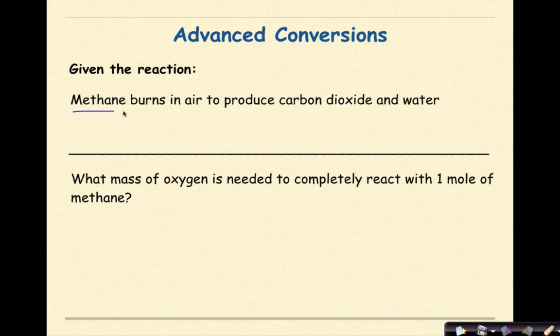Given the reaction, methane burns in air to produce carbon dioxide and water. Methane, of course, is CH4. When it says burns in air, we know that is going to mean oxygen to produce carbon dioxide, CO2, and H2O. One carbon, 4 hydrogens. We need a 2 in front of there. So that gives me 4 hydrogens.